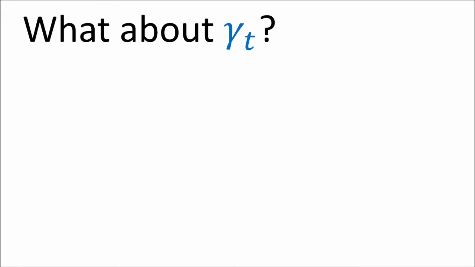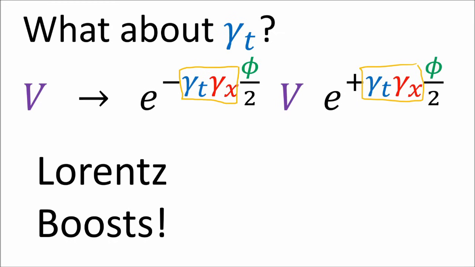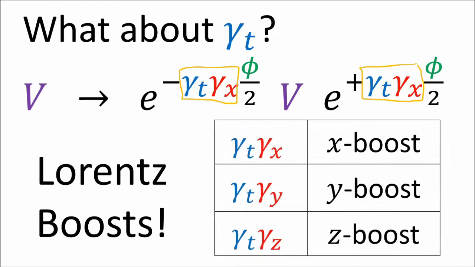But what if we use a bivector that involves the time basis vector gamma t? What happens if we try to do a rotation where the bivector involves the time basis vector and one of the space basis vectors? If you guessed Lorentz boosts, you are correct. These 3 bivectors involving the time basis vector give us Lorentz boosts in the 3 orthogonal directions.